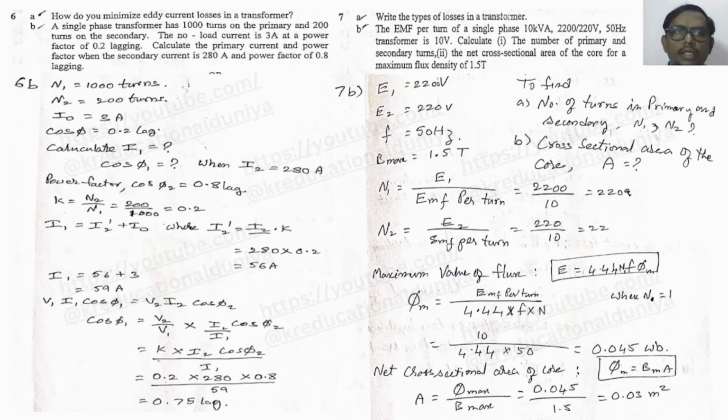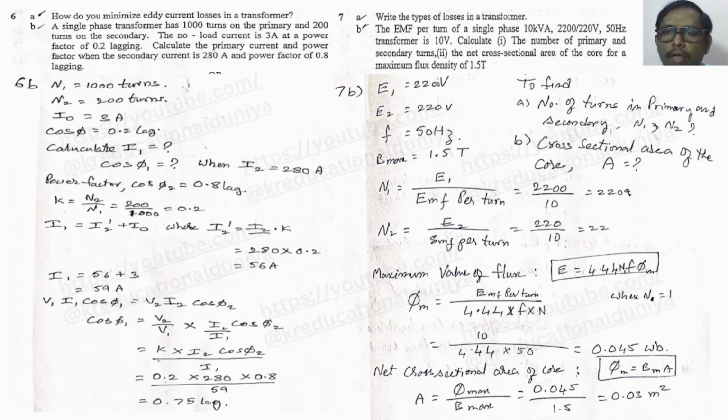Here they have given one more problem in basic electrical engineering, that is 7B. The EMF per turn of a single phase 10 kVA 2200 by 220 volts 50 Hz transformer is 10 volts. Calculate the number of primary and secondary turns. Number 2, the net cross sectional area of the core for a maximum flux density of 1.5 Tesla.